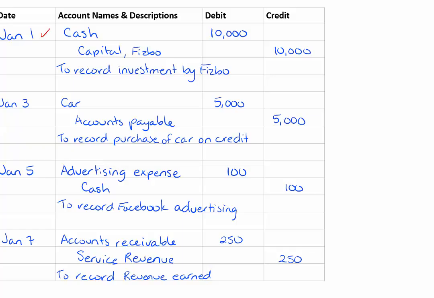All of our journal entries have a date, they have at least 2 accounts, they have debits and credits, and those debits and credits are equal to one another. And all of our journal entries have descriptions.